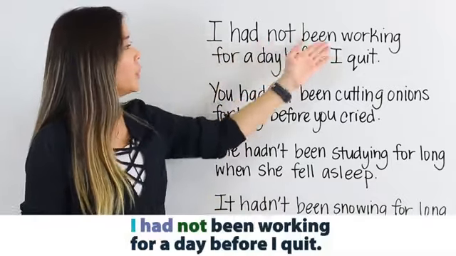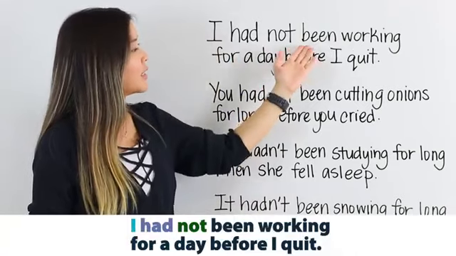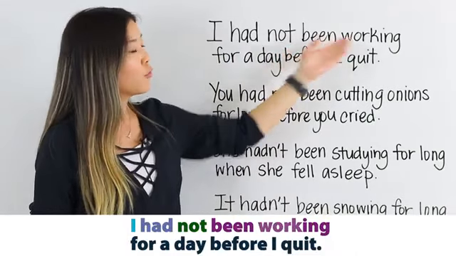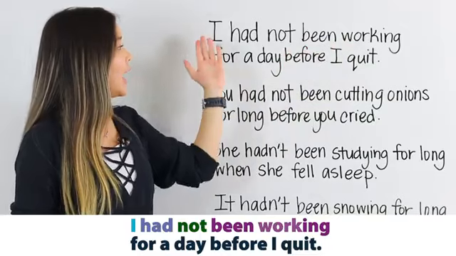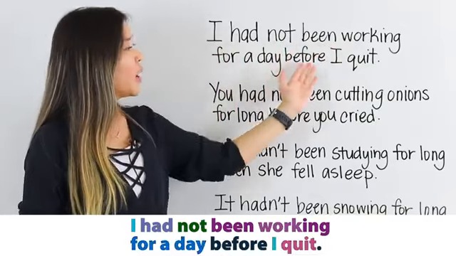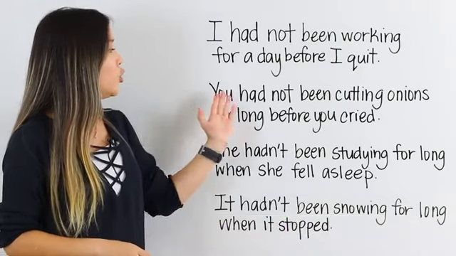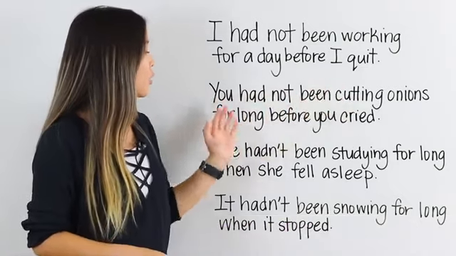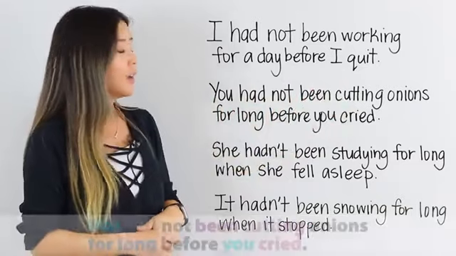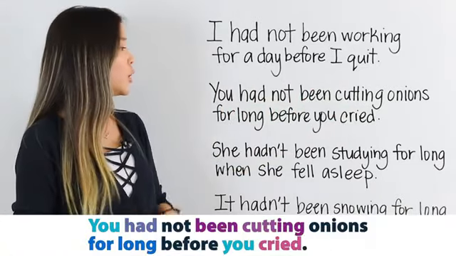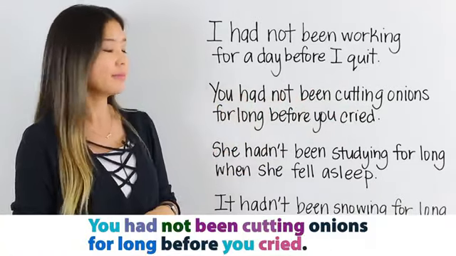I had not been working. The rest of the sentence is the same. Been, verb ing. I had not been working for a day before I quit. The next sentence says, you had not been cutting onions for long before you cried. Again, the not goes between had and been.